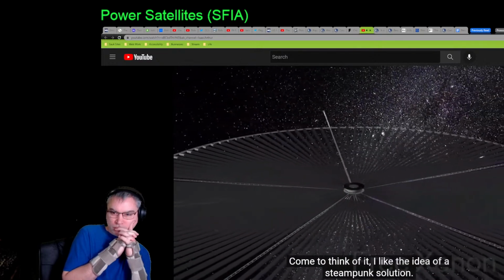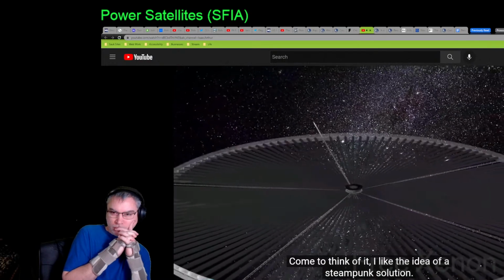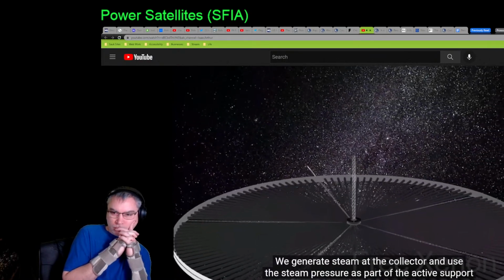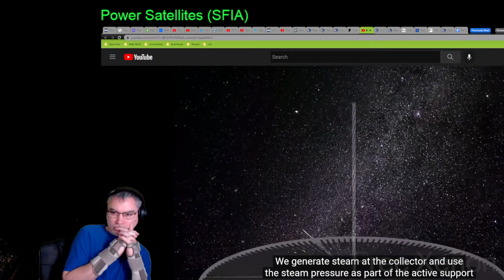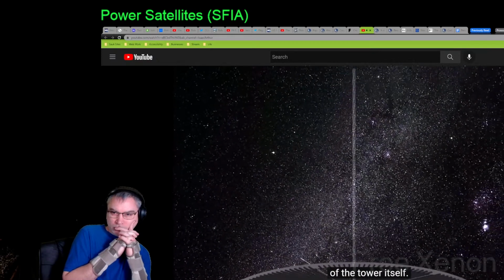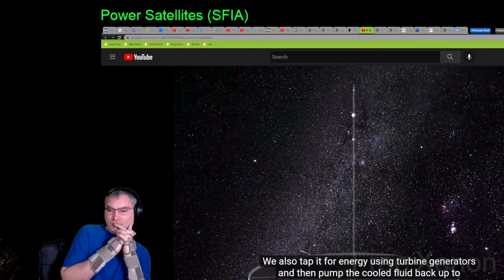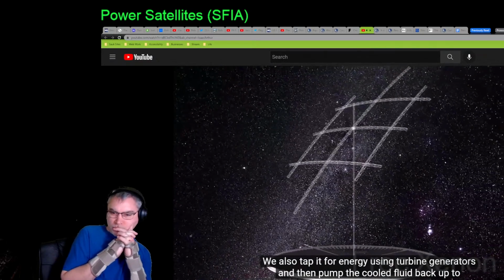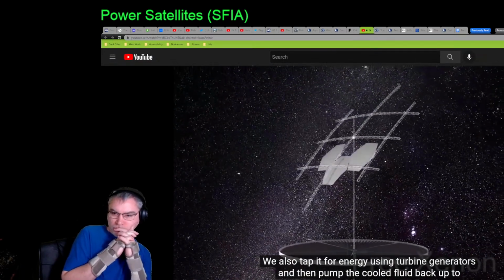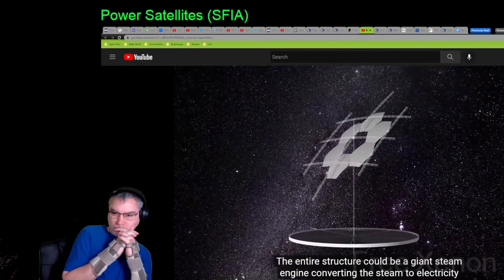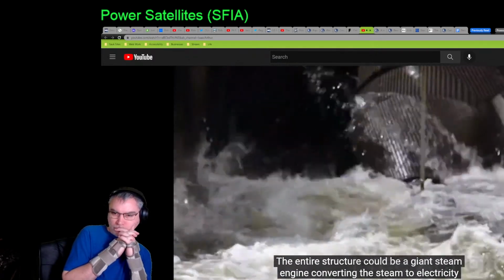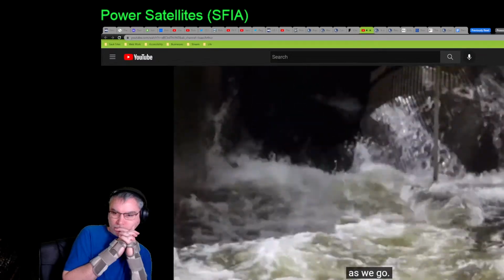Come to think of it, I like the idea of a steampunk solution. We generate steam at the collector and use the steam pressure as part of the active support of the tower itself. We also tap it for energy using turbine generators and then pump the cooled fluid back up to the collector. The entire structure could be a giant steam engine converting the steam to electricity as we go.